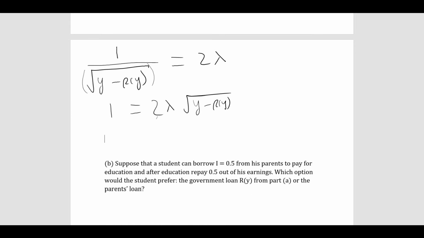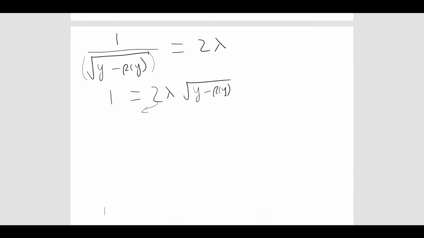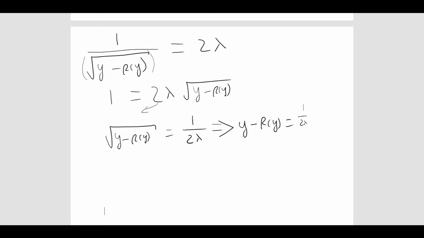Then I'm going to bring the 2 lambda back down, because again, my aim here is to get r of y on its own. So I've got root y minus r of y is equal to 1 over 2 lambda. Then I'm going to square both sides to get rid of this square root. So I have y minus r of y is equal to, well, if I square 1 over 2 lambda, I just get 1 over 2 lambda times 1 over 2 lambda, which is just 1 times 1, 1, over 2 lambda times 2 lambda, 4 lambda squared.